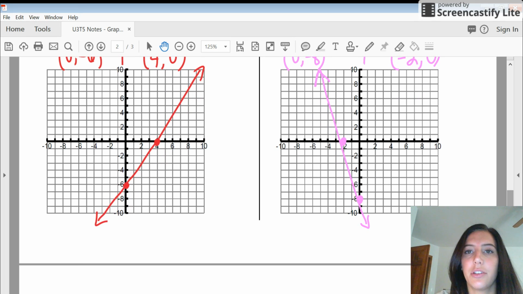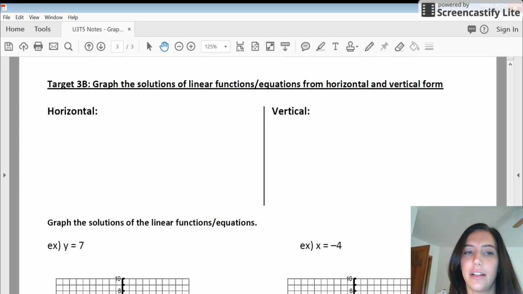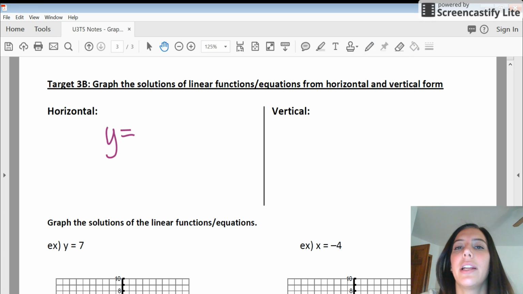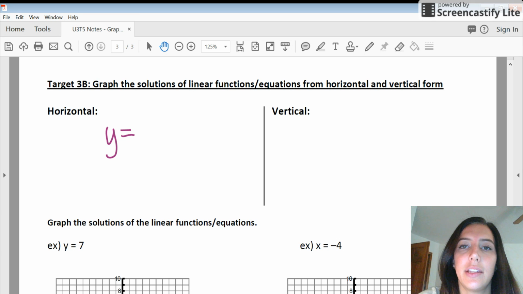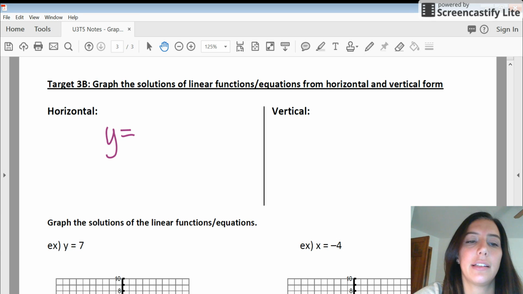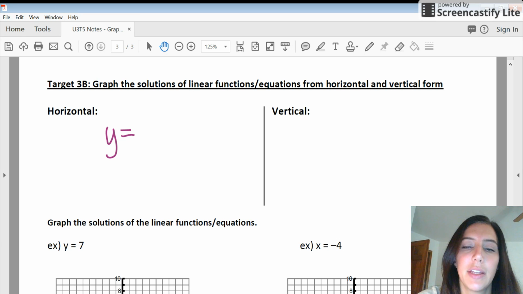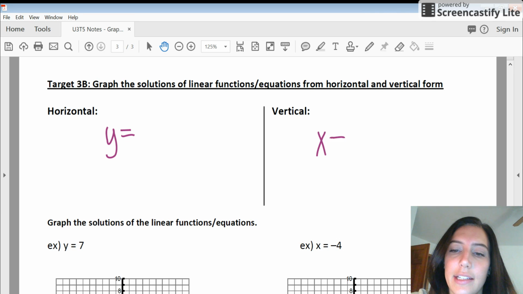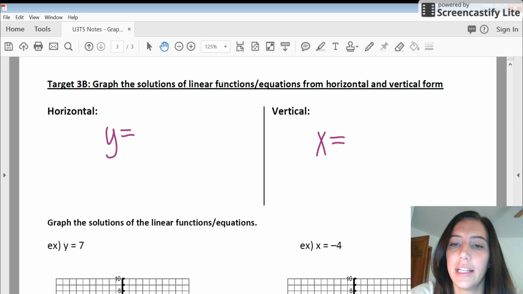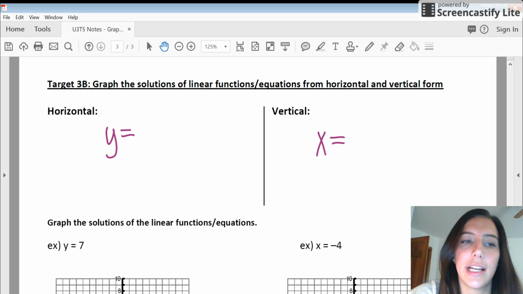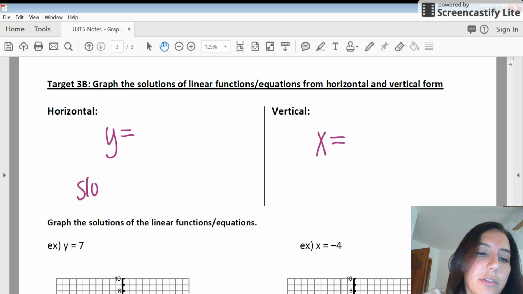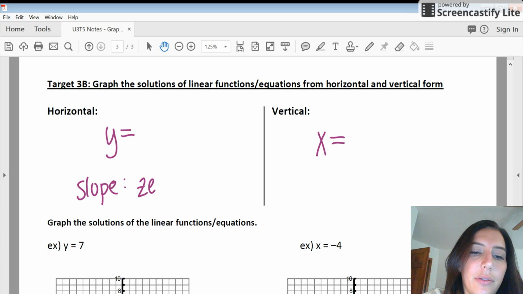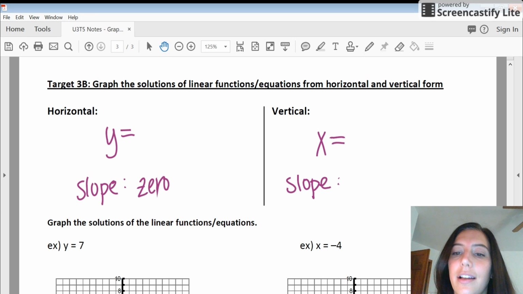Okay, so now we're going to learn how to graph in horizontal and vertical form. So, what do we remember about horizontal form? Do you guys remember? Okay, well, horizontal form is the y equals equation of a line. So that means the y-coordinate in every ordered pair on that line is going to be the same at that specific y value. Vertical form is x equals. So whenever we have a vertical line, it's going to be an x equals equation of the line. Just to recall, what's the slope of a horizontal line? 0. And the slope of a vertical line? Undefined.